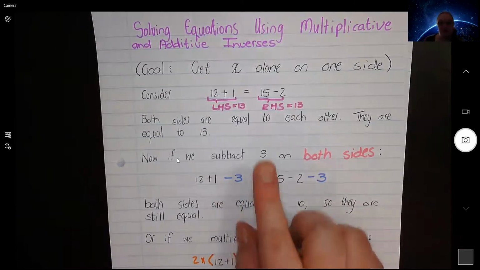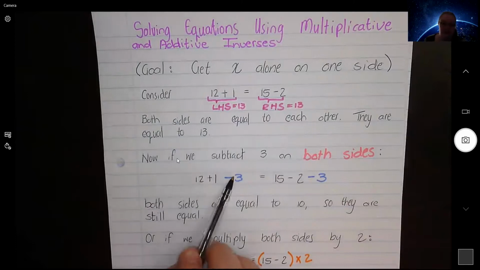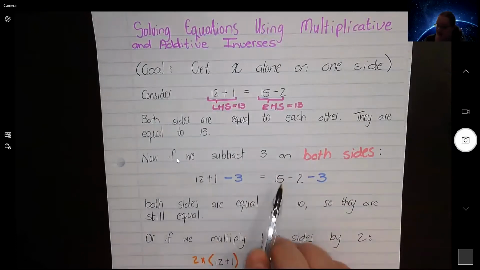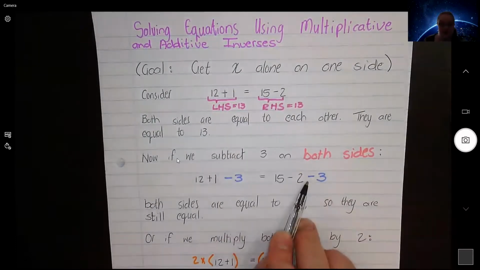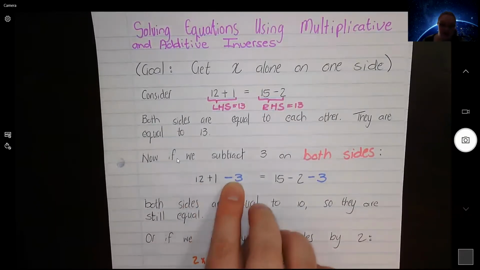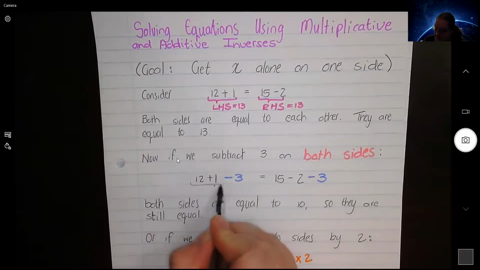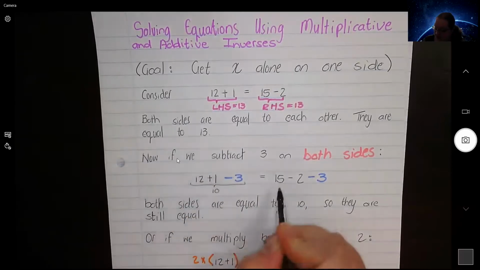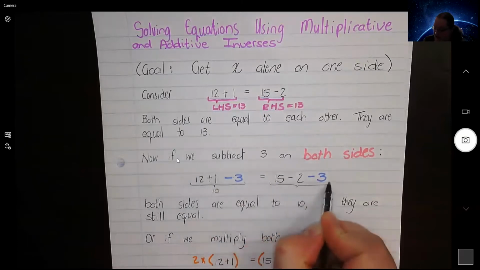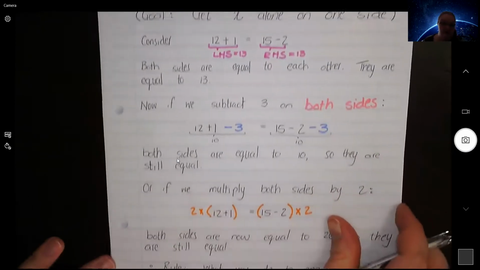Now, if we want to subtract 3 on both sides, so I take 12 plus 1 and I subtract 3. And I take 15 minus 2 and I subtract 3. Now that gives me 12 plus 1 is 13, minus 3 is 10. So that gives me 10 on this side. And then 15 minus 2 is 13, minus 3 is also 10. So they're both equal to each other. They're still 10.